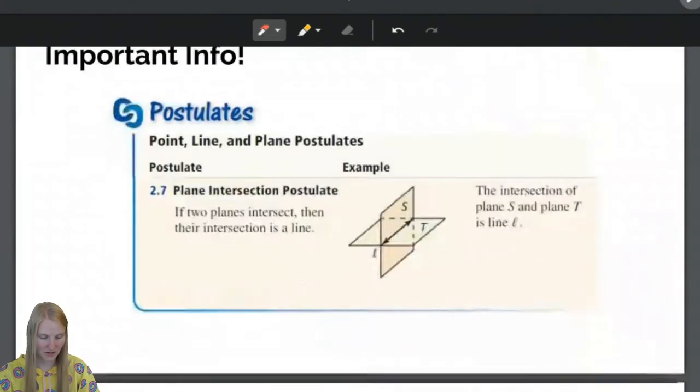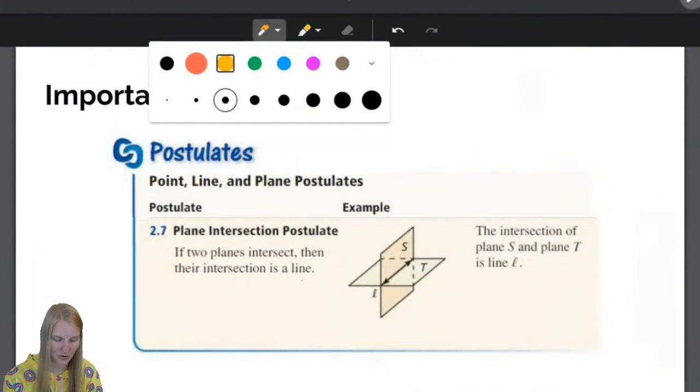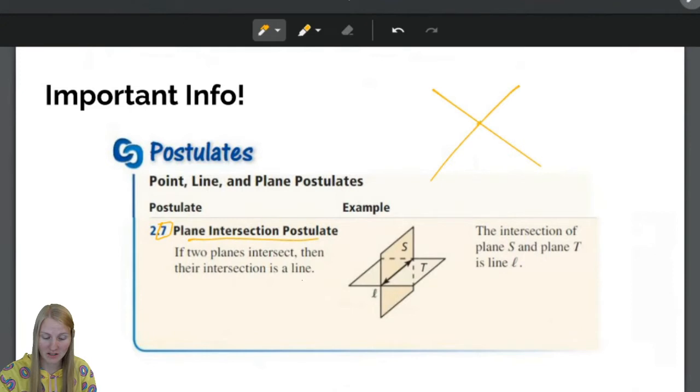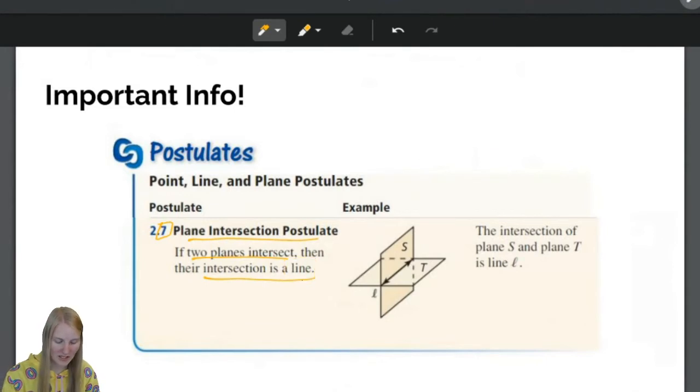Okay. And next, one more postulate. Last postulate. Postulate number 7 is the plane intersection postulate. So we talked about lines intersecting. When 2 lines intersect, their intersection was 1 point. Now, when 2 planes intersect, their intersection is a line. And you can kind of see that in this picture. Plane S right here is like a piece of paper that you hold vertically.